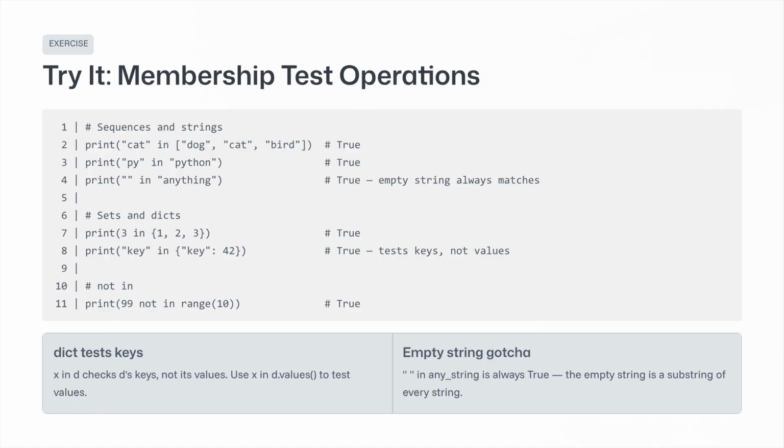Two key rules. In on dict checks keys, not values. Use x in d.values to test values. And the empty string gotcha. The empty string is a substring of every string, so that check always returns true.